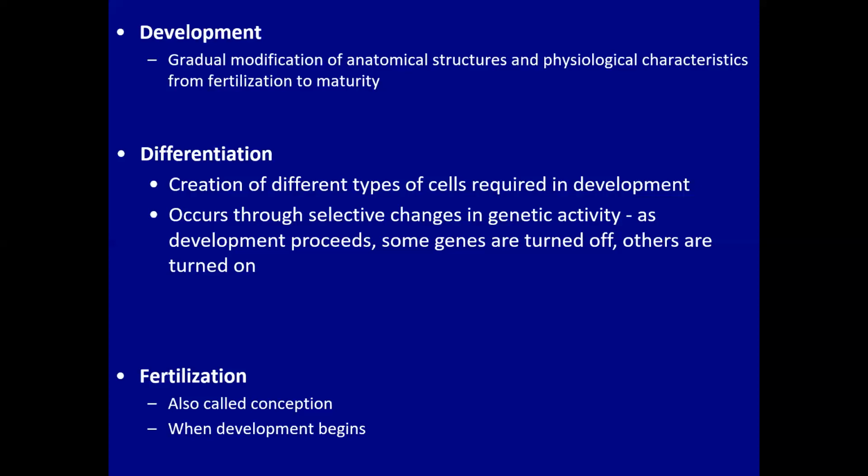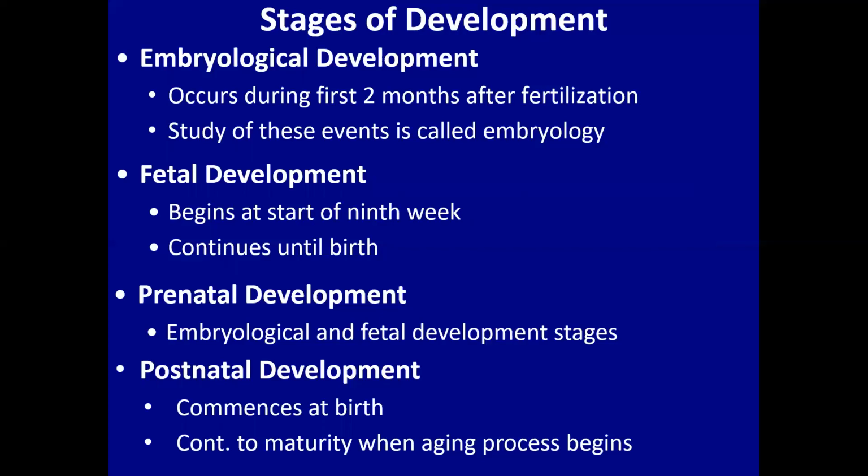Fertilization is also known as conception, and this is when development begins. We're going to go into great detail about what fertilization is and when it occurs. Looking at the stages of development, we see that there are 4: embryological, fetal, prenatal, and then postnatal. Embryological is everything that occurs the first 2 months after the oocyte is fertilized. If you study this, it's called embryology.